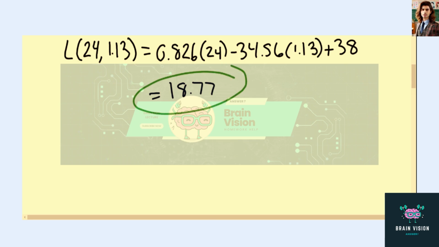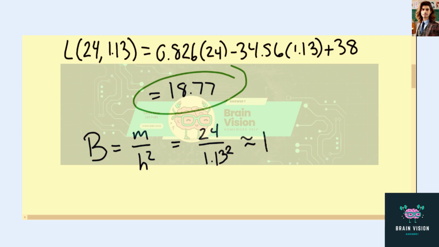Now if we compare it to the actual function, b equals m over h squared, that would give us 24 over 1.13 squared, which is roughly 18.80. So that's a pretty good approximation. The linear approximation is 18.77, and the actual formula gives us 18.8.